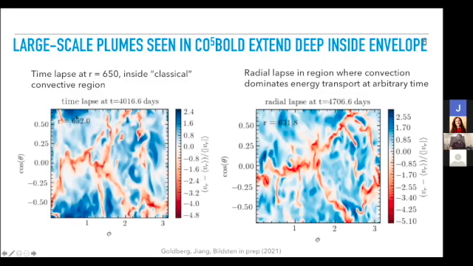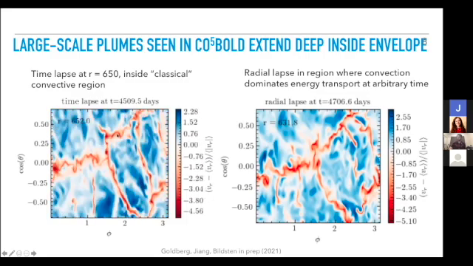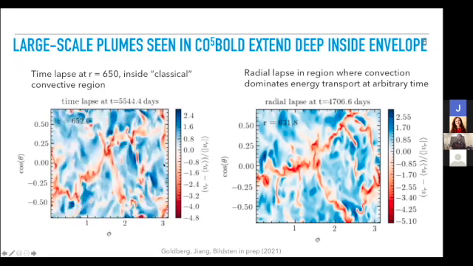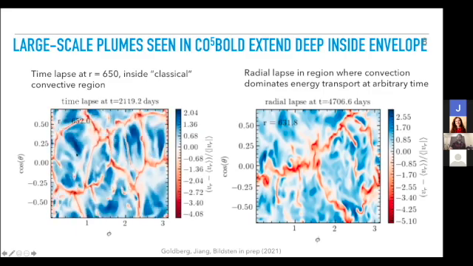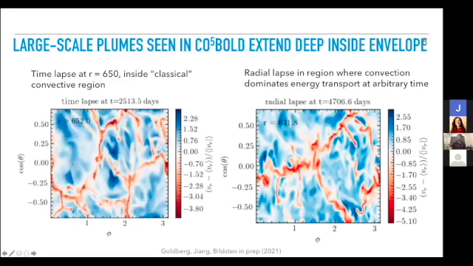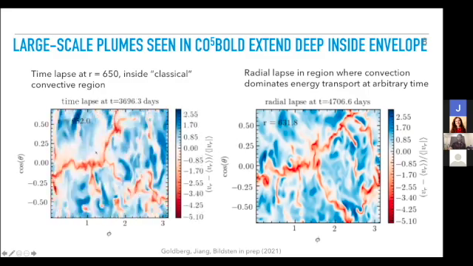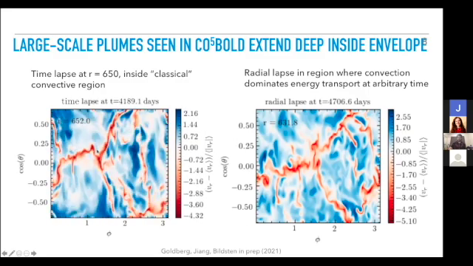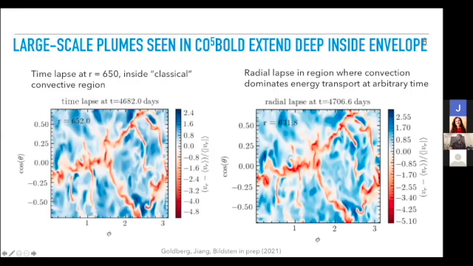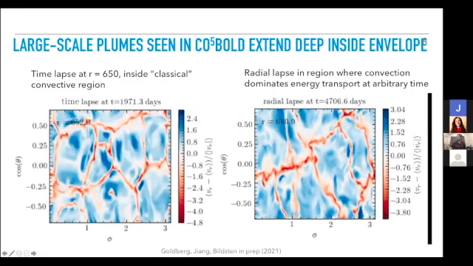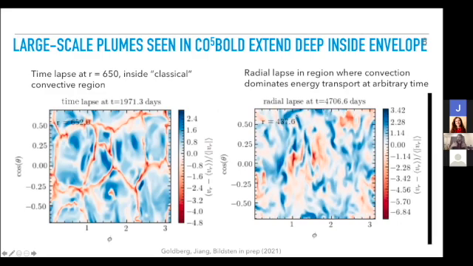So here is a time lapse at 650 solar radii. The color is just radial velocities. So red stuff is moving inward, blue stuff is moving outward relative to the bulk flow. And it's colored because in classical convection, hot stuff rises and cold stuff falls, and blue is hot.